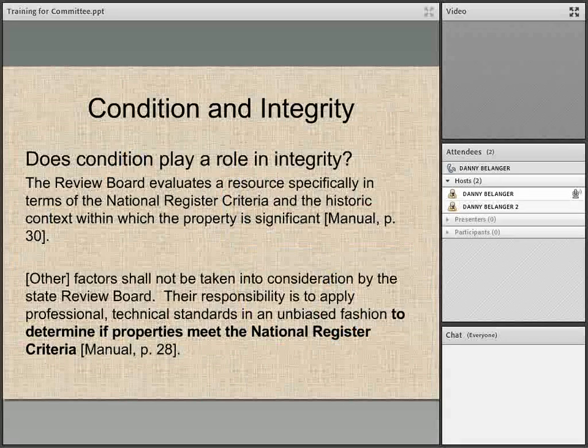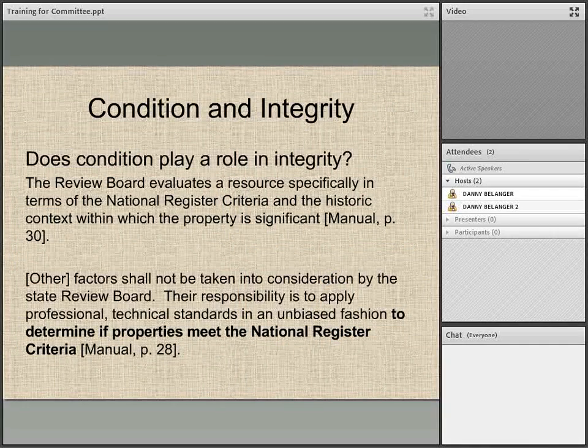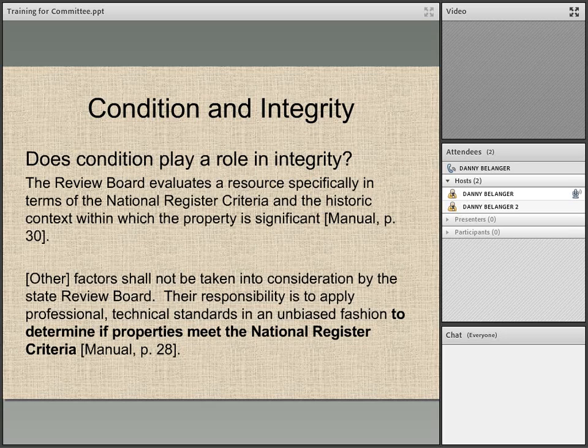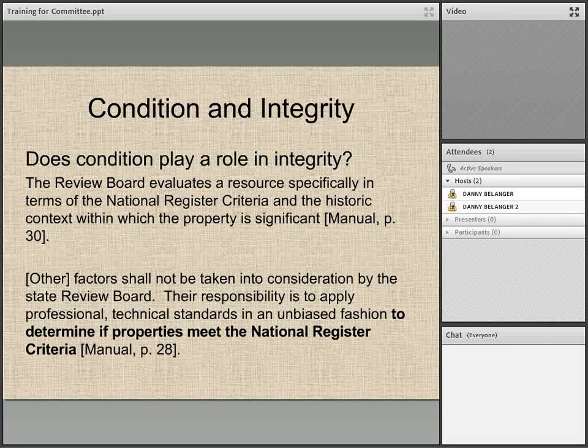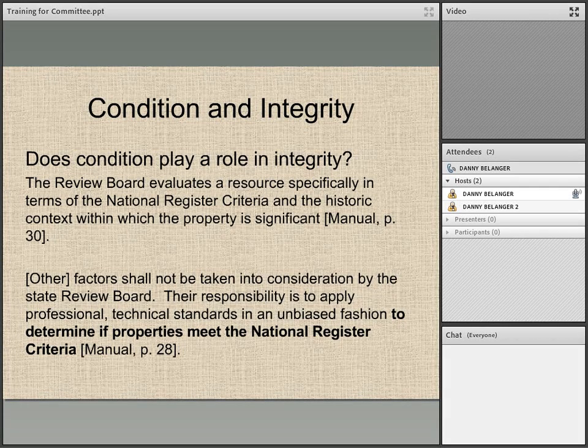Condition and integrity. Does condition play a role in integrity? From that manual written by NPS, the review board evaluates a resource specifically in terms of the criteria and the historic context within which the property is significant. Again, your main role is to determine if the properties meet the criteria. So really, condition should not play a role in the determination.